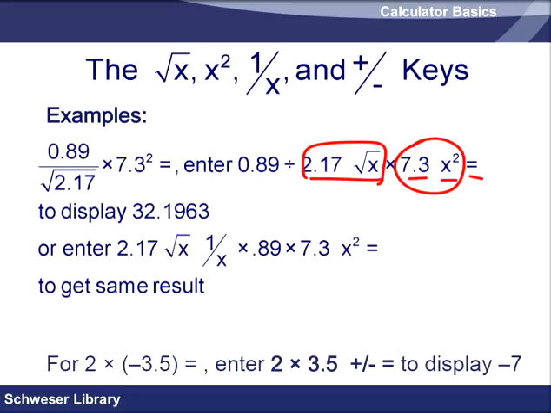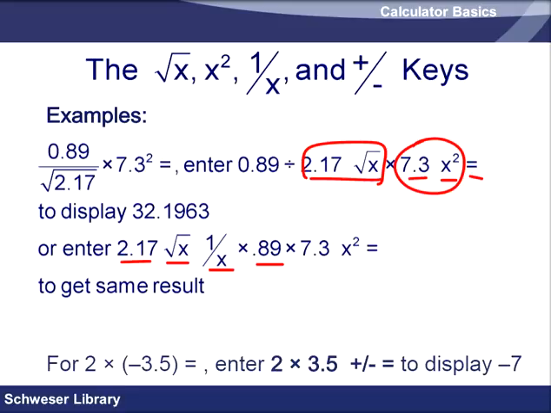Now, we could do this a different way. Sometimes when there's a lot of things going on in the denominator, it's easier to punch it in by doing the denominator first. So that's what I'm illustrating here. I can put in 2.17, take the square root of that, and then hit the 1 over x key, and then multiply by 0.89.